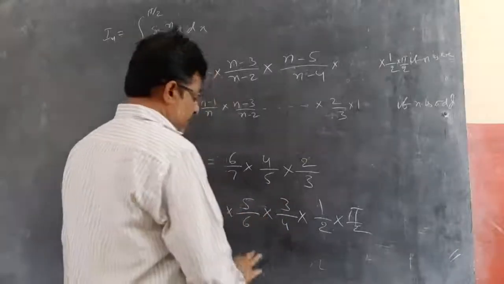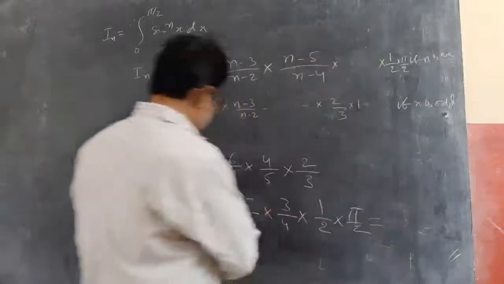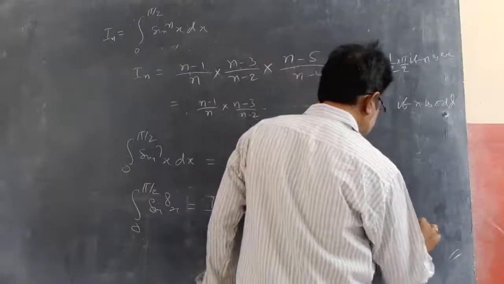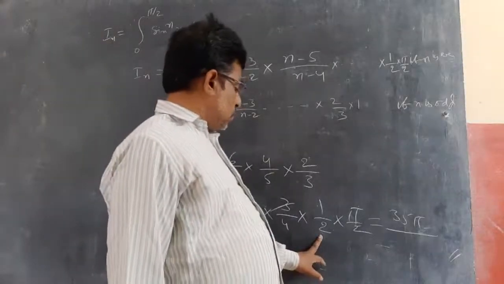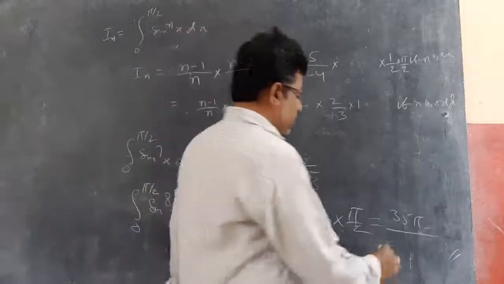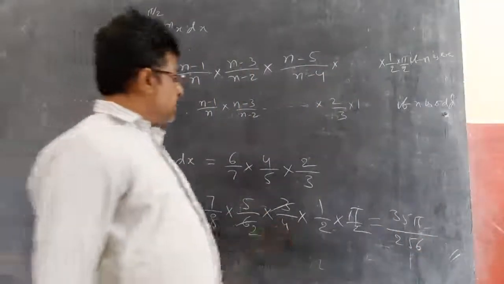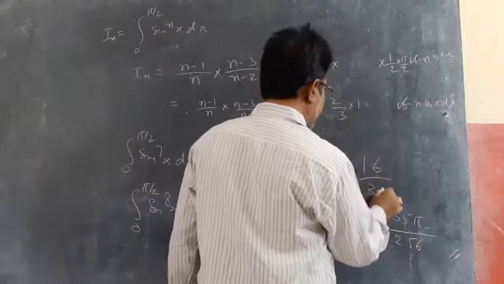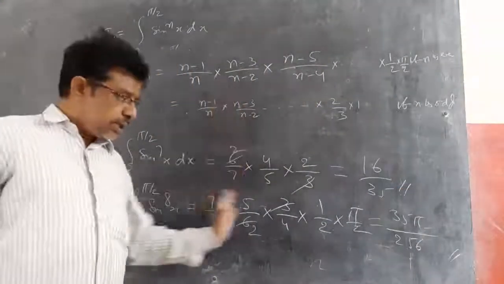Simplify if you want. By simplification, if anything gets cancelled, cancel. Otherwise, you just multiply whatever the values are. 3 and 2 you can cancel, so it becomes 35 pi by 256. Like this you can write. Here also you can simplify. Like this you can find the value very simply. That's why it is for 2 marks. Just write down the formula, then write down this.